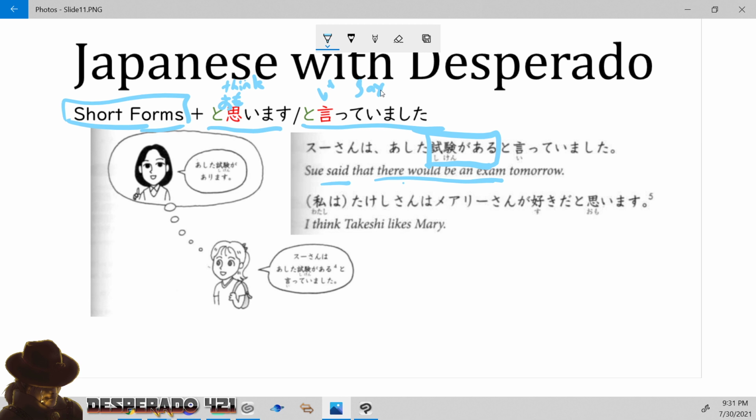Okay. So this one, I think, is to omoimasu. So we have likes, sukida, to omoimasu. So we need to use the da. When we learned na adjectives, we had sukina as the base form. This then becomes da for short form. So, suki da to omoimasu.